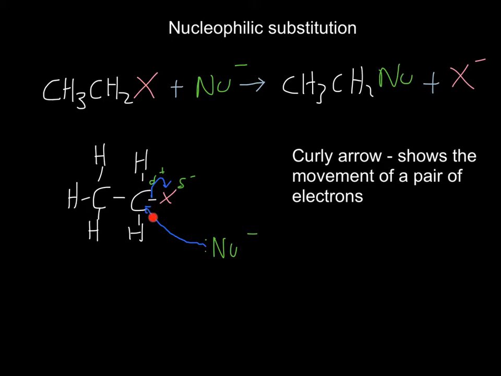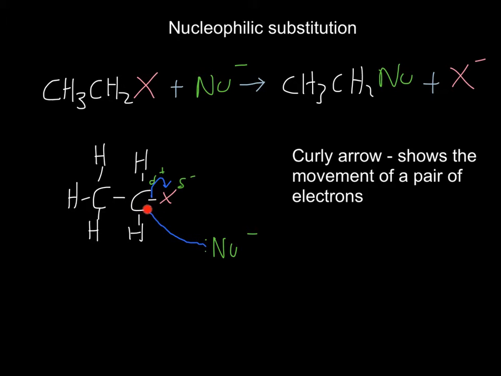And the way we show that is we show another curly arrow coming from the center of the carbon-halogen bond, curling round and going towards the halogen, going towards the substance which is going to leave. The reason it's this bond that breaks is because the halogen is more electronegative than the carbon, so it's pulling those electrons towards itself already.